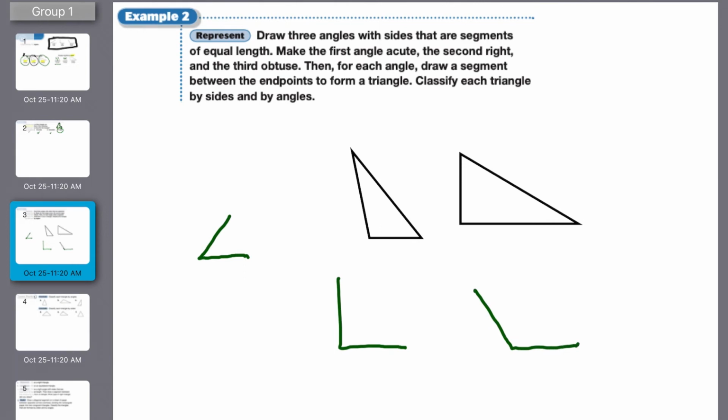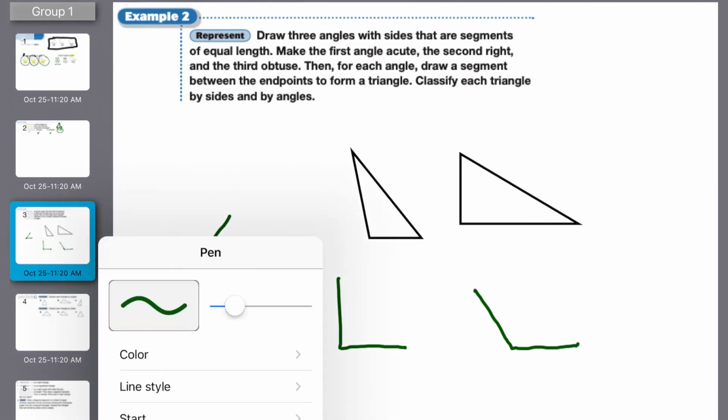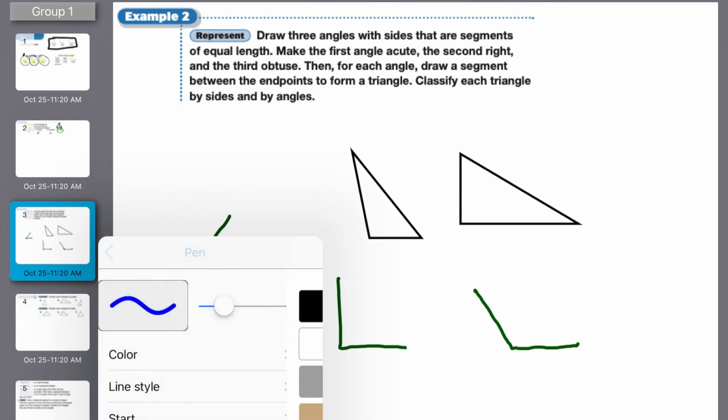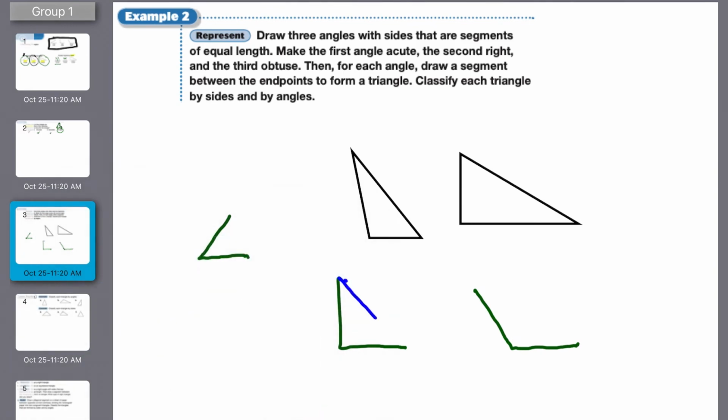Then it says draw a segment between the endpoints to form a triangle. And then classify each one. So here, there, here, there, and here. Then it says classify all of them. So obviously the first one is an acute triangle. The second one is a right. So acute, right. And the third one is obtuse.